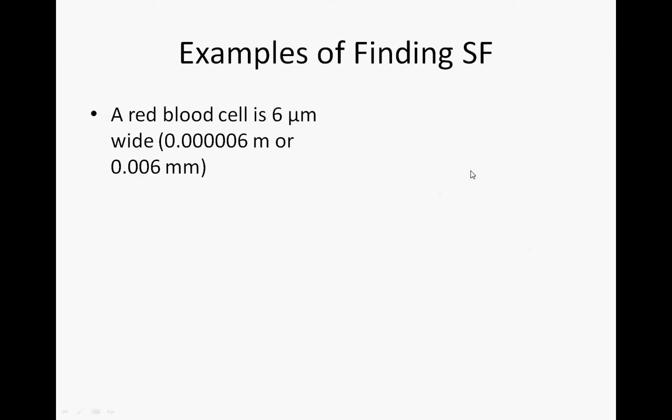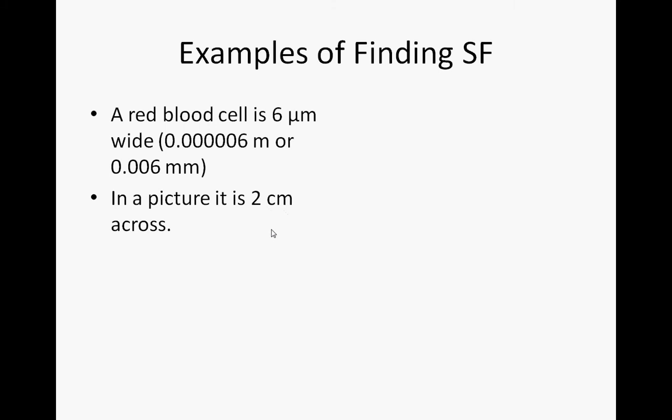Let's do some examples of finding scale factors. Now remember to pause the video so that you can try this on your own. That way you'll know if you really get it or if you need to rewind and get a little bit of help. So if I have a red blood cell, just 6 micrometers wide, which is 0.000006 meters, or 0.006 millimeters, in a picture it is actually 2 centimeters across. Let's find the scale factor together.